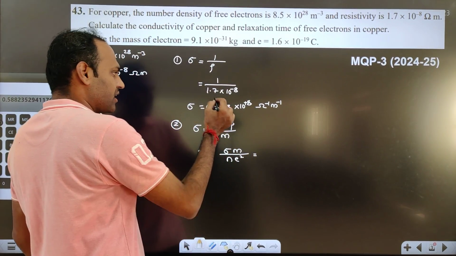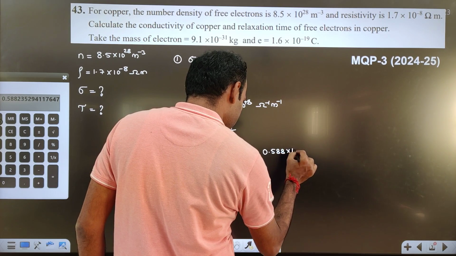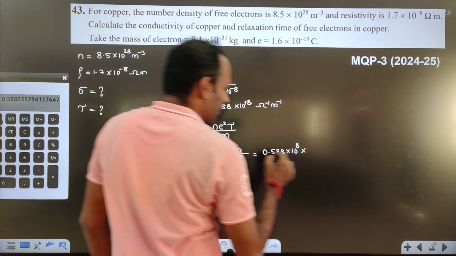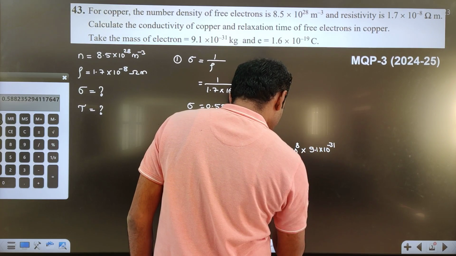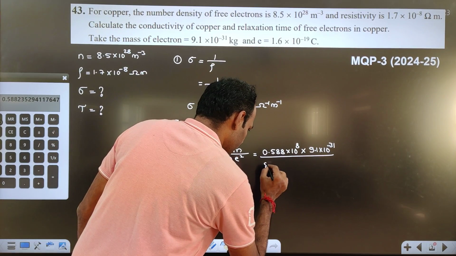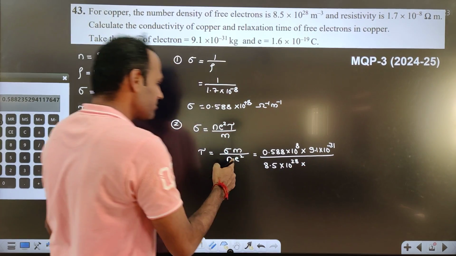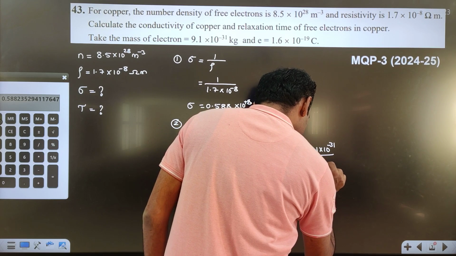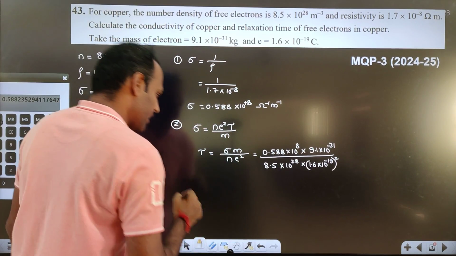Sigma, how much is conductivity? Conductivity is 0.588 into 10 to the power plus 8. How much is mass? Mass is 9.1 into 10 to the power minus 31, divided by free electron density, 8.5 into 10 raised to 28. In e square, e is the charge of an electron, 1.6 into 10 to the power minus 19, whole square.